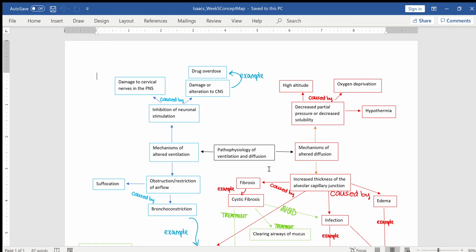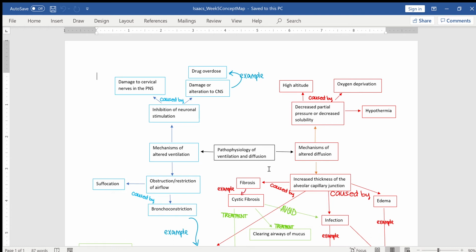So I went to the right and color coded. Everything on the right are mechanisms of altered diffusion and how diffusion's been altered in that way. That's all in red. On the left, I have mechanisms of altered ventilation. That's convenient because I think red signifies blood, and diffusion is more related to blood. Ventilation for me was air, and that's more related to the color blue. I just thought it was an easy color coding thing.